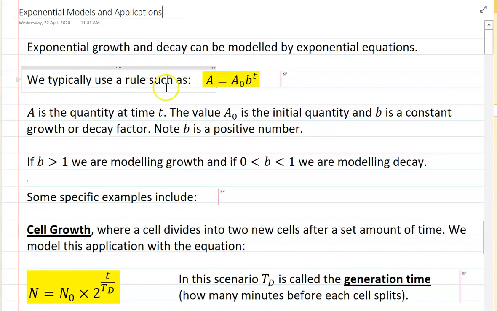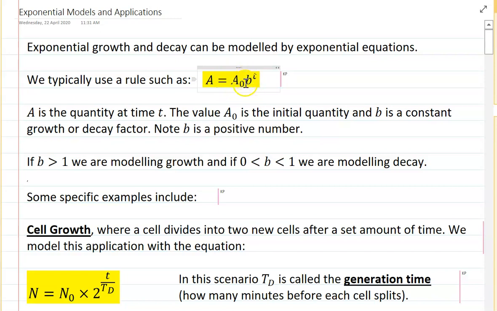Alright, so exponential growth and decay can be modelled using these exponential equations. So I'm just going to talk through this because you won't have seen this equation before. A, B and T are just variables. So let's just talk through what they are. So obviously A would be the thing here that would be on the y-axis. So I just talked about temperature. It could be T, it could be anything. A0 is what we call the initial quantity.